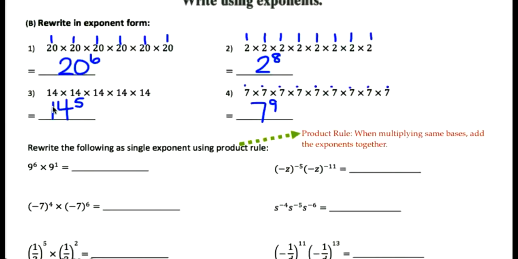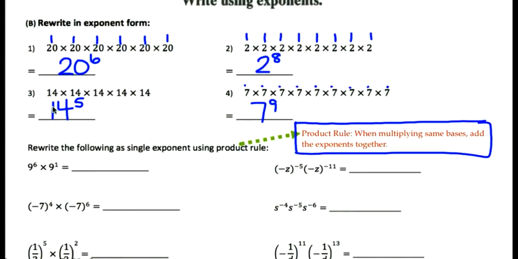So rewrite the following as a single exponent using the product rule. This right here is very important to you, the product rule. It means that when multiplying the same bases, you can just add the exponents together, right? So in this first example, we have 9 to the 6th power times 9 to the 1st. So 9 is going to be my base, and what I'm doing is adding the exponents, so 6 plus 1. So I'm going to have 9 to the 7th power. Only when I'm multiplying can I add the exponents.